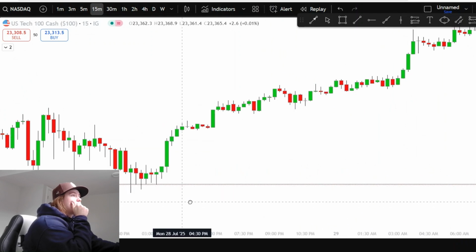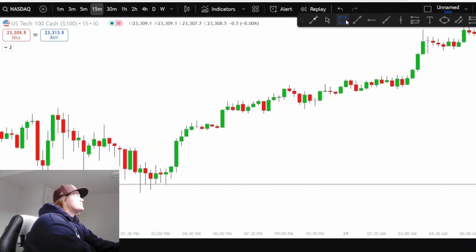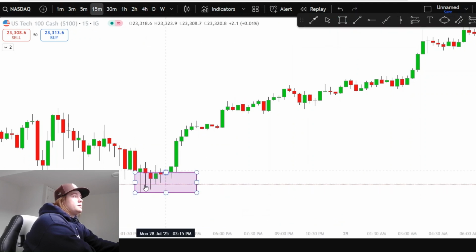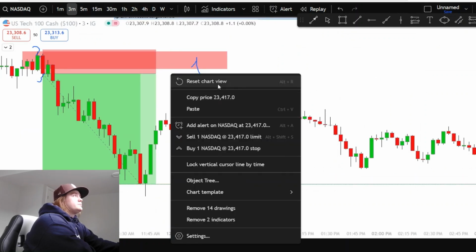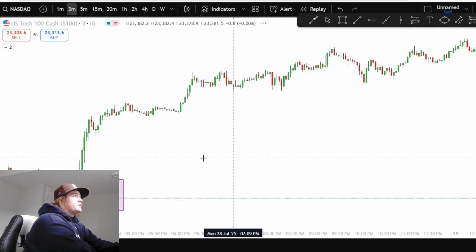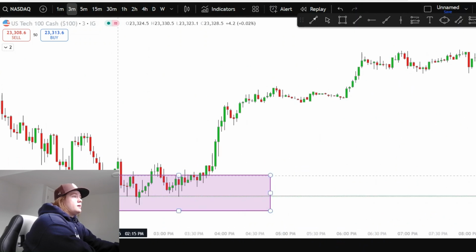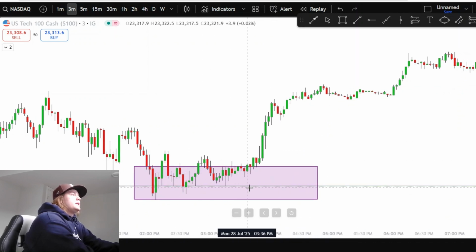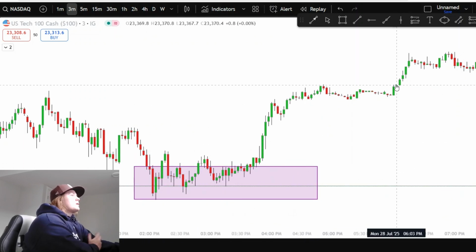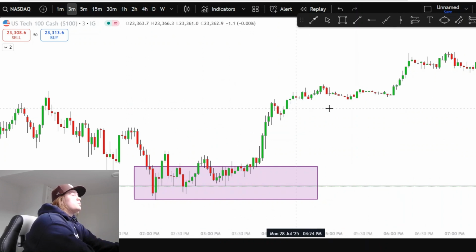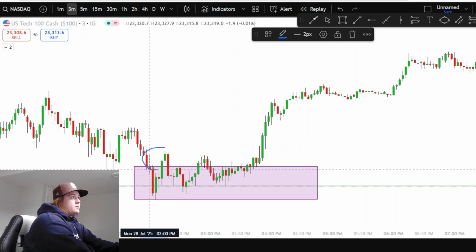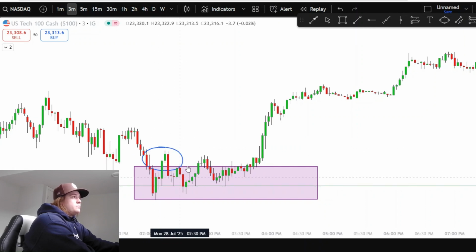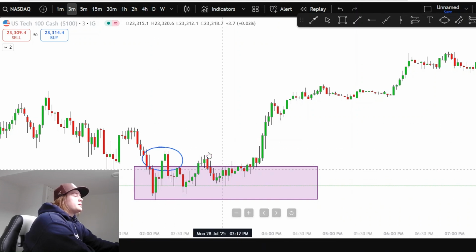Right here, 2 p.m. in the afternoon. Same exact idea. Zone marked up. Go down to a 3-minute time frame. You could have pretty much entered quite literally anywhere. But again, as we remember, what we want to see is a break. Perfect. Break outside of the zone. Now this could be a singular candle or it could be a few, it does not matter.